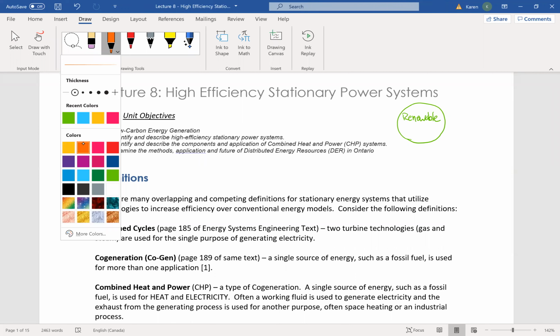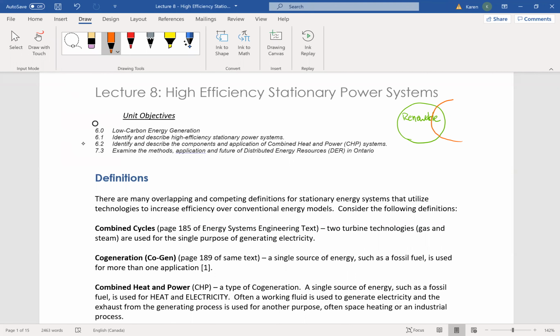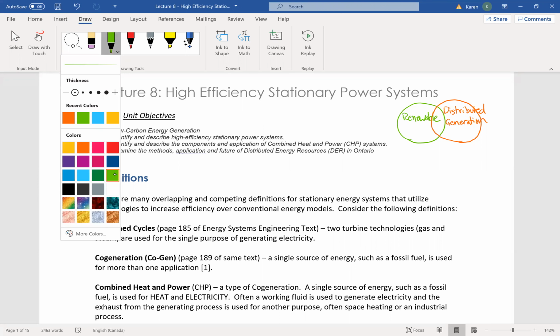another aspect of a low carbon energy economy is something called distributed generation. Sometimes it's called distributed generation or distributed energy resources. There's a lot of different names for it. I'm just going to write distributed. Distributed generation or distributed energy, DE. I'm going to say distributed generation because it's a little bit more specific that it's about the energy generation side of things.